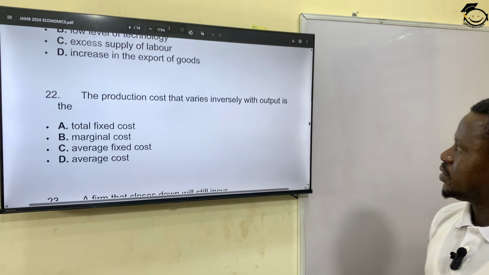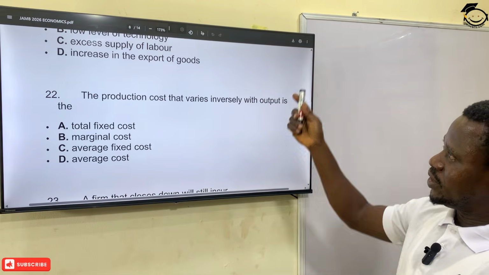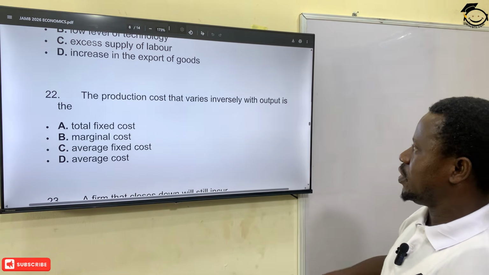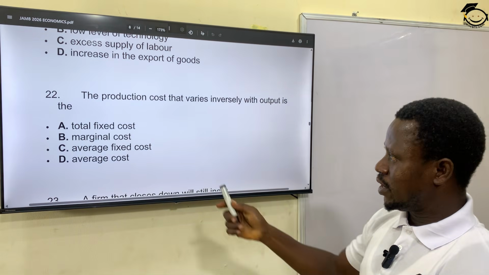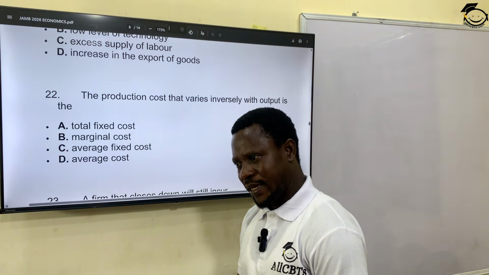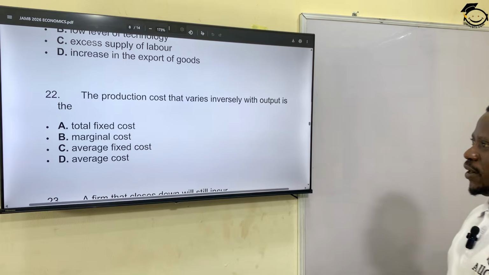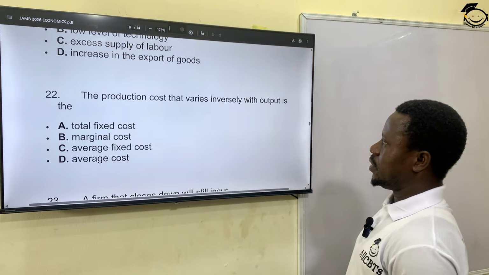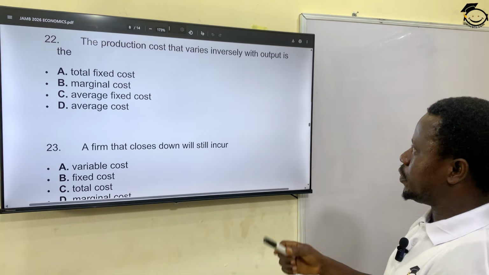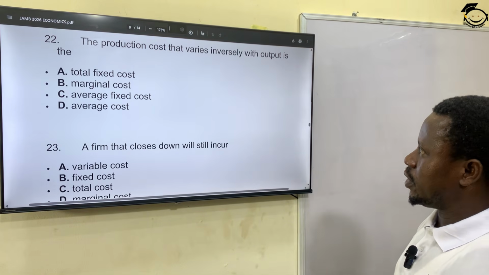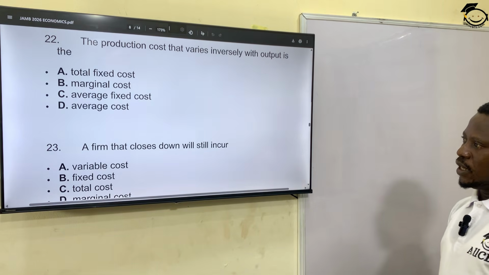The production cost that varies inversely with output is the marginal cost. We mentioned that, I think, in question 1 and 2 before. As the output increases, what happens? Remember, marginal cost has to do with the extra additional cost added for a particular product that has been added. So marginal cost, option B. They say inverse, that is, opposite, not directly proportional. Unlike total cost, which is directly proportional, this one is inverse. Okay, marginal cost. Let's see the next one.